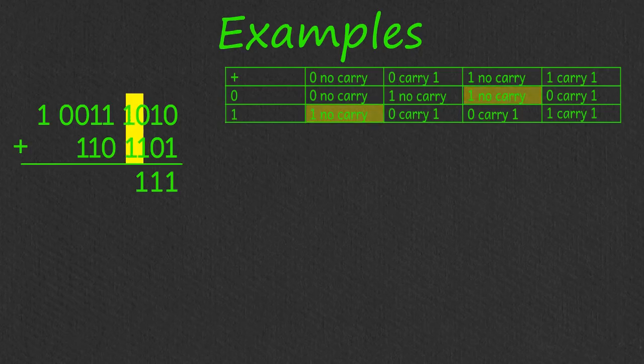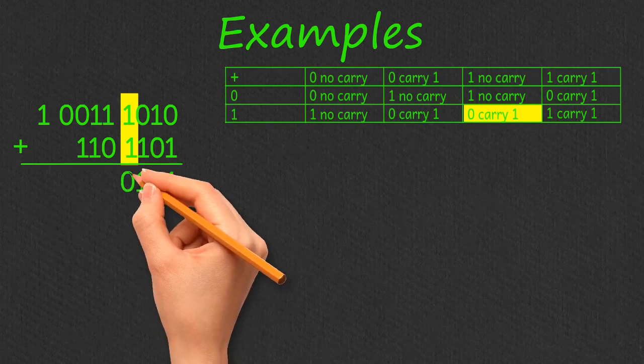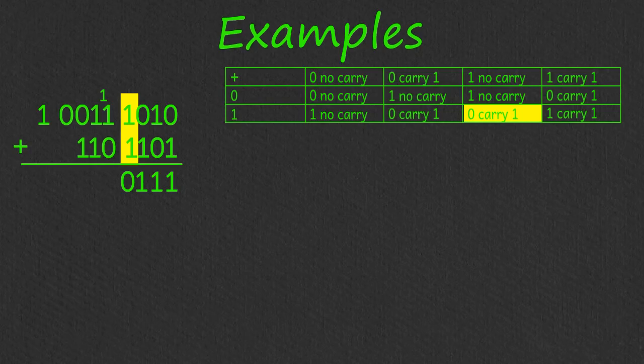In the next place value column, we have 1 and 1 with no carry. From our table, we can see this sums to 0, carry 1. So we have to record 0 under the line for the result and a carry of 1 into the next place value column on the left.